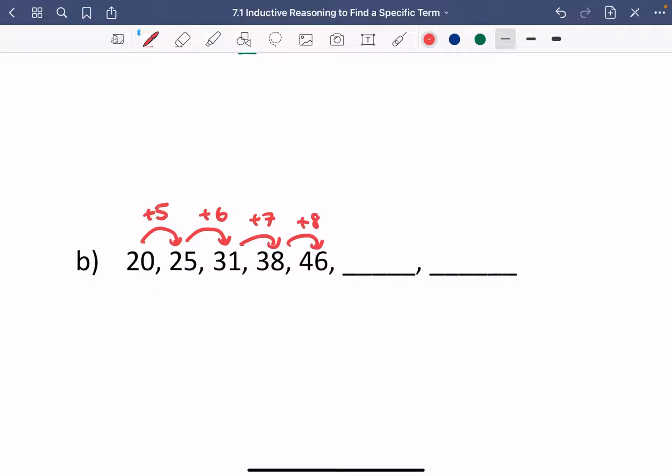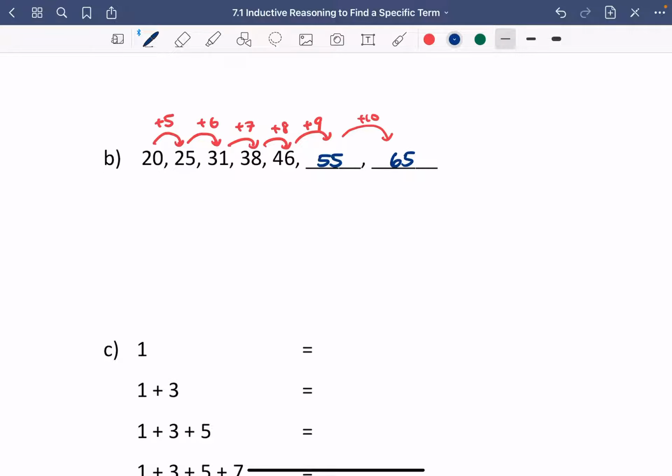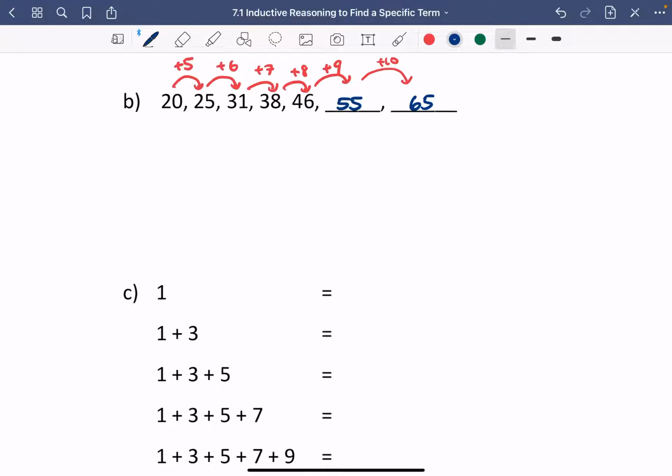So what do you think the next term is going to be? Well, it will be plus 9 according to the pattern. And then the one after will be this term plus 10. So 46 plus 9 is 55. And 55 plus 10 then will be 65. Okay. So our job is to look at the pattern, find the relationship, and then predict what the next one or the next few terms will be.